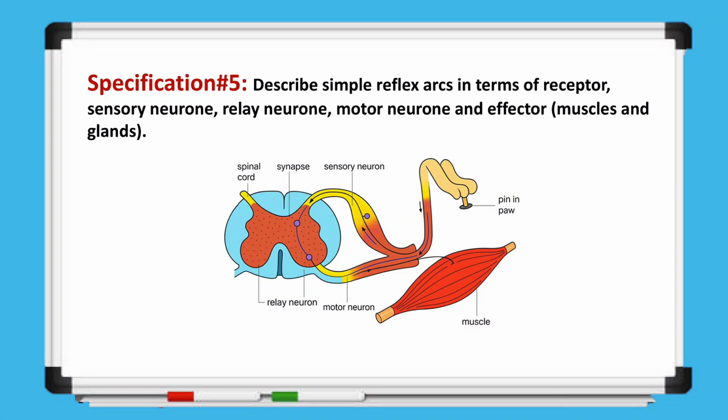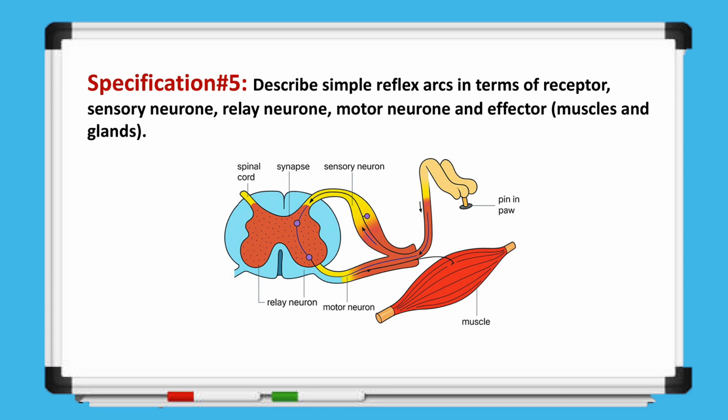Next, we have specification number 5, which asks us to describe simple reflex arcs in terms of receptor, sensory neuron, relay neuron, motor neuron and effector, which is muscles and glands. So, a simple reflex arc is an automatic, nearly instantaneous response to a stimulus. It allows the body to react quickly without thinking, protecting us from harm. Let's go through the pathway.